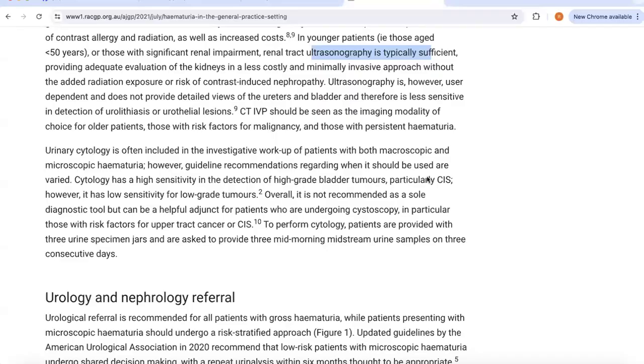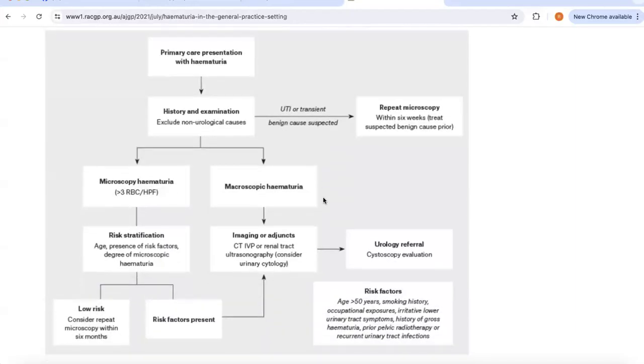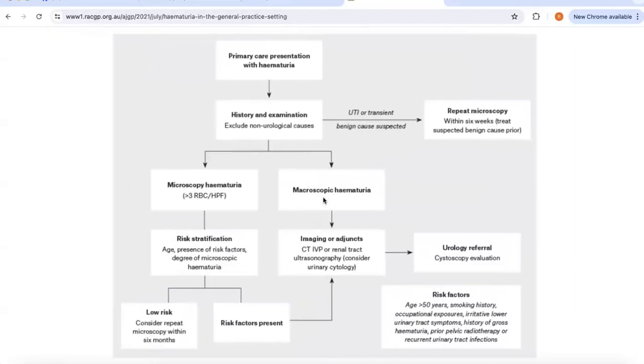Along with the CT IVP, you would also arrange a urine cytology. We normally send 3 samples of urine cytology, and we look for any cancer cells in there. So anyone having this hematuria needs to have this work-up first. You do a urine microscopy culture, you do the CT IVP, you do a urine cytology. These 3 are a must.